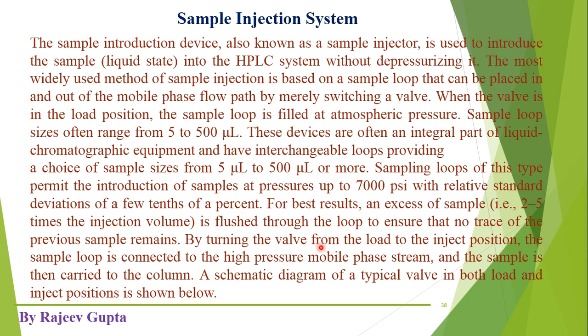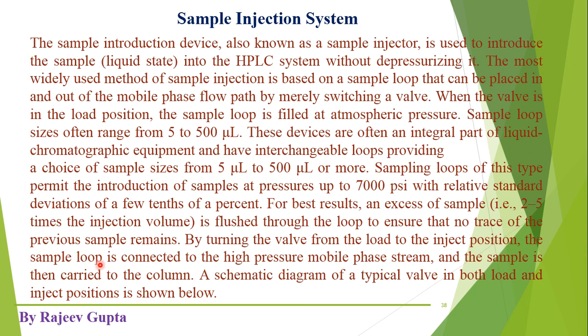By switching the valve from the load to the inject position, that is, when we turn our valve from loading to injection position, the sample loop is connected to the high pressure mobile phase stream.